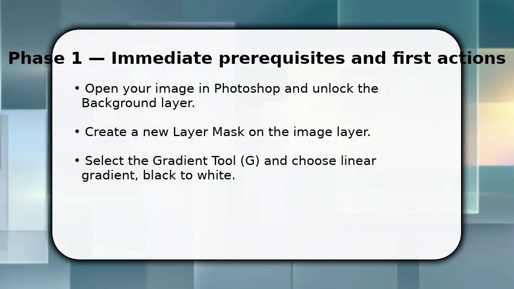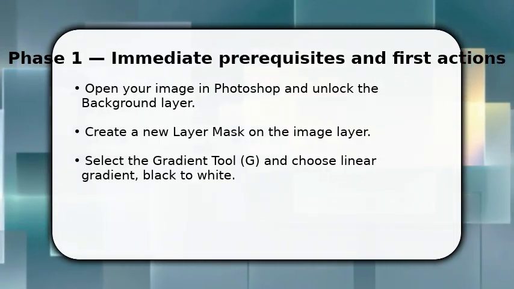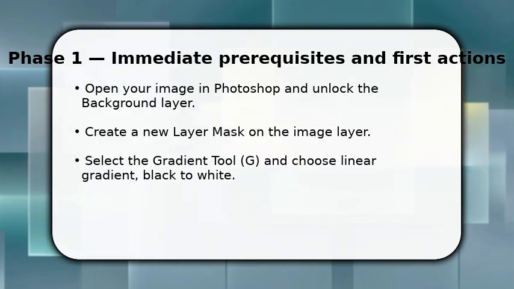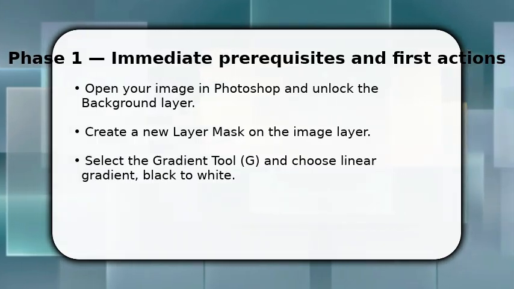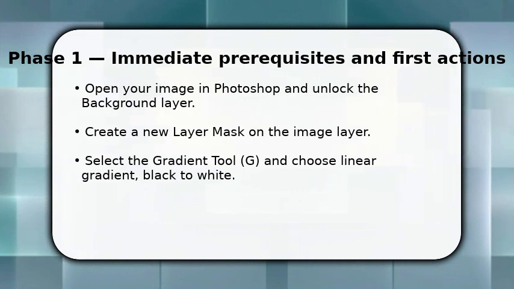Black hides, white reveals. Make sure the mask is active, not the pixel layer, then position your cursor at the starting point where you want full opacity. Click and drag toward the area you want to fade out, releasing to apply the gradient.